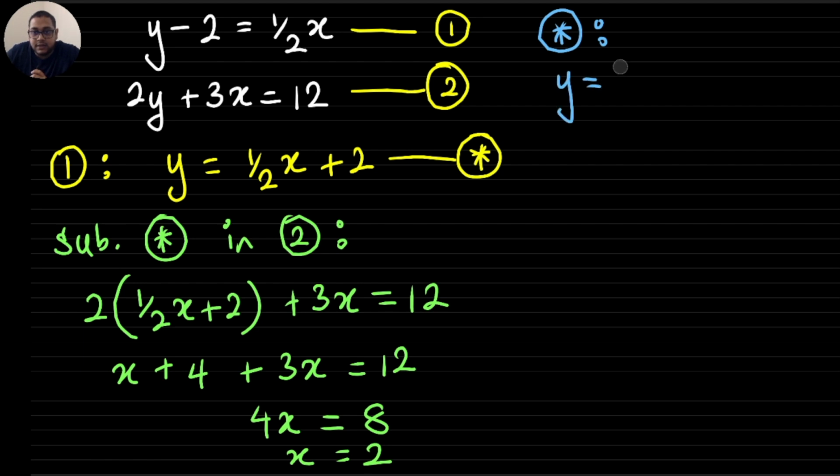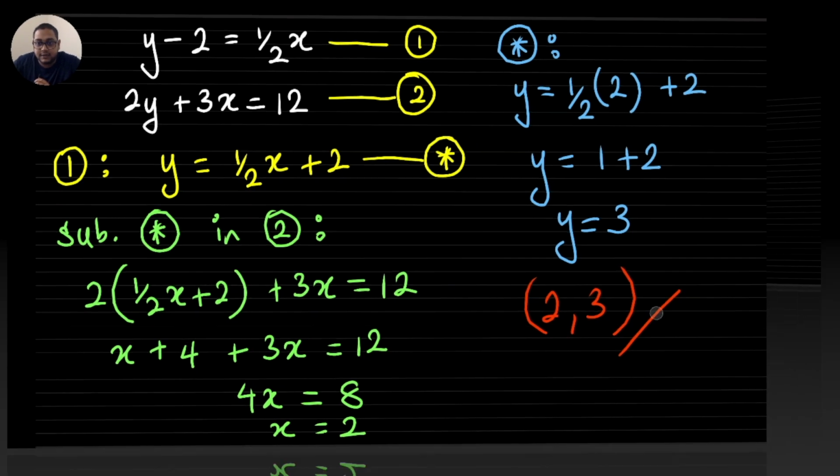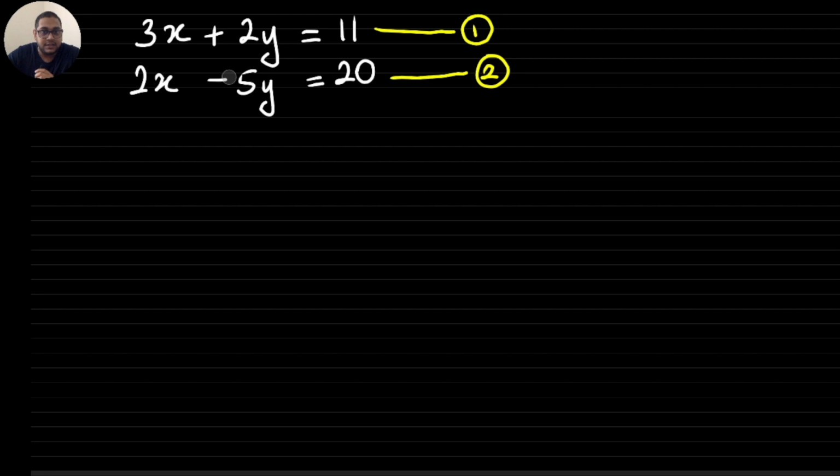y is equal to half, we have found the value of x, that will be 2, and we have plus 2. When you simplify this, half multiplied by 2 would be equal to 1 plus 2, which means the corresponding value for y when x equals 2 is equal to 3. Your final answer can be represented as (2, 3). This is your answer.